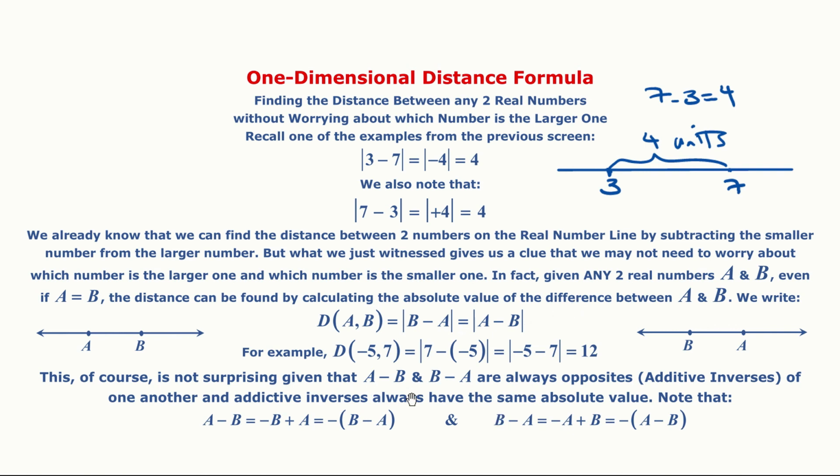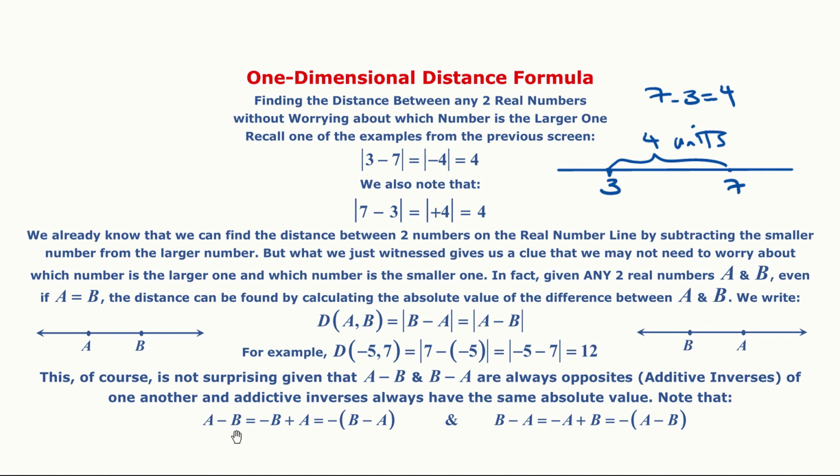This, of course, should not be at all surprising, because A minus B and B minus A are always opposites of one another. And of course, we know that opposites have the same absolute value. So 5 and -5 have the same absolute value, namely 5. 10 and -10 have the same absolute value, namely 10. Pi and -pi have the same absolute value, namely pi. So here is the quick proof of that fact.